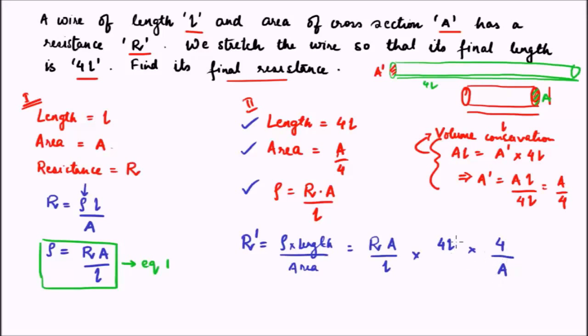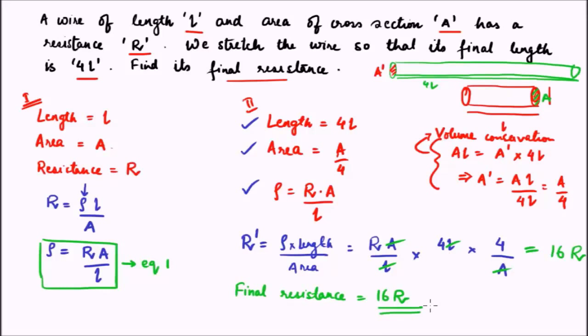Now if we cancel out L with L and A with A, what we have is 4 cross 4, 4 times 4 is 16, and R. So my final resistance turns out to be 16 times the initial resistance. Therefore, by stretching the wire from length L to 4L, we have actually increased the resistance 16 times.